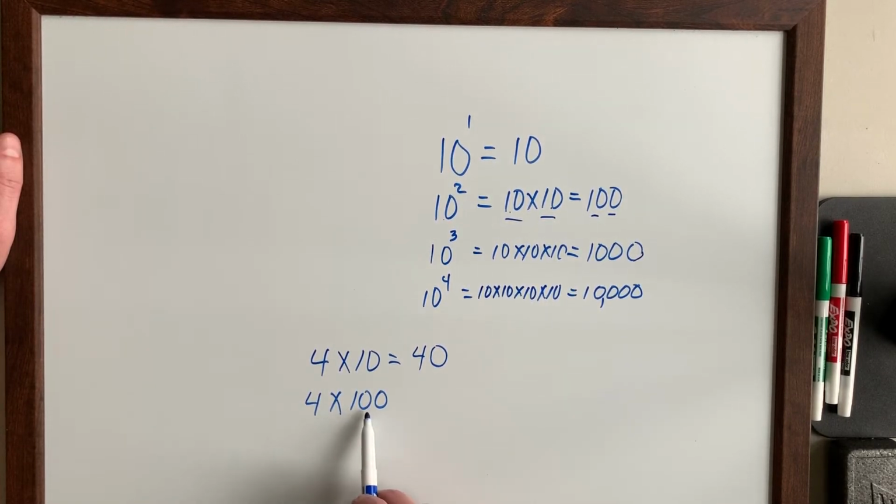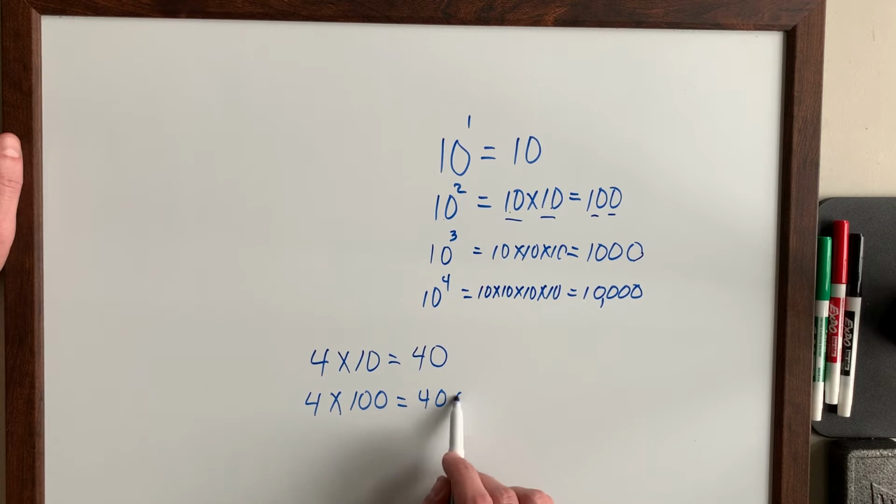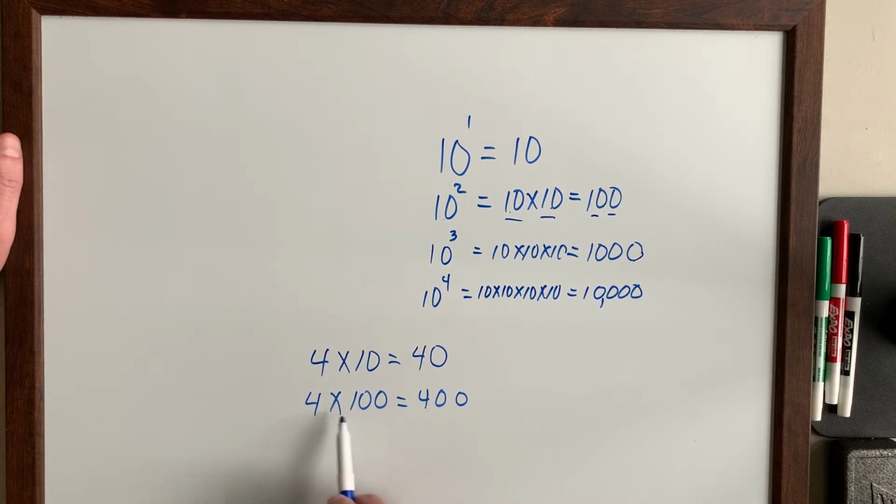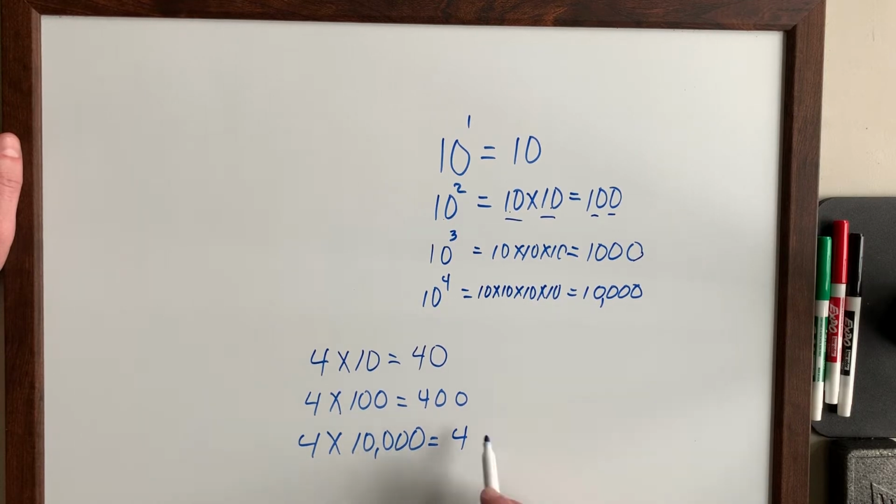Here I have 100, which is 10 to the second power. 4 times 100 is 400. Notice again, it's the same number 4, and it has the same number of zeros as the power of 10 did. If I take 4 times 10,000, I'm going to write 4, and then I'm going to count the number of zeros. 1, 2, 3, 4. There we have it.